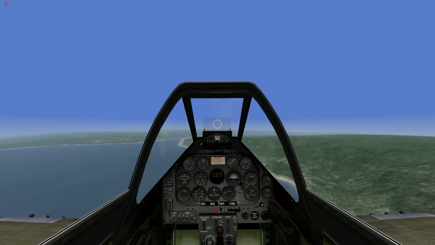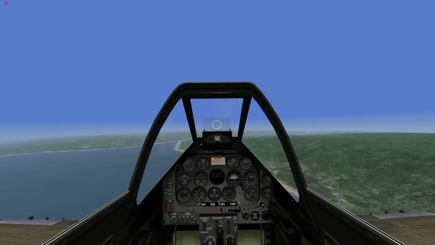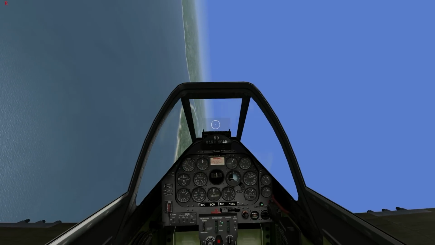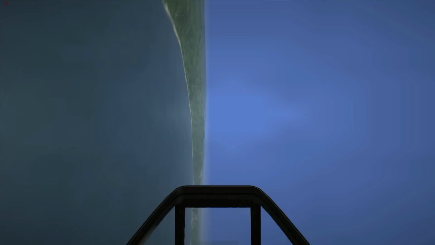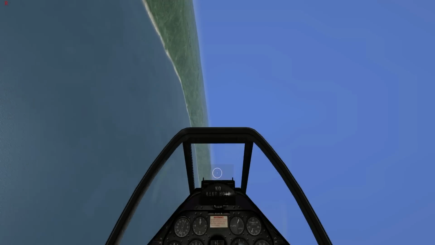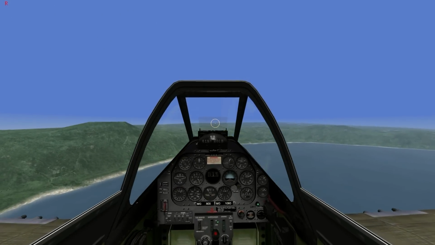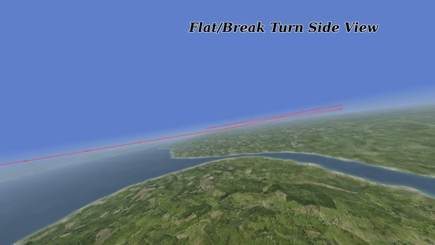The first maneuver I'll go over is a flat or break turn, which is the most basic of all maneuvers. To perform a flat or break turn, roll your wings 90 degrees perpendicular to the horizon for level flight, and pull back on the stick to bring the nose around. Flat or break turns are commonly the opening move in a defensive fight, used to change directions and increase the closure rate, but at the expense of energy.